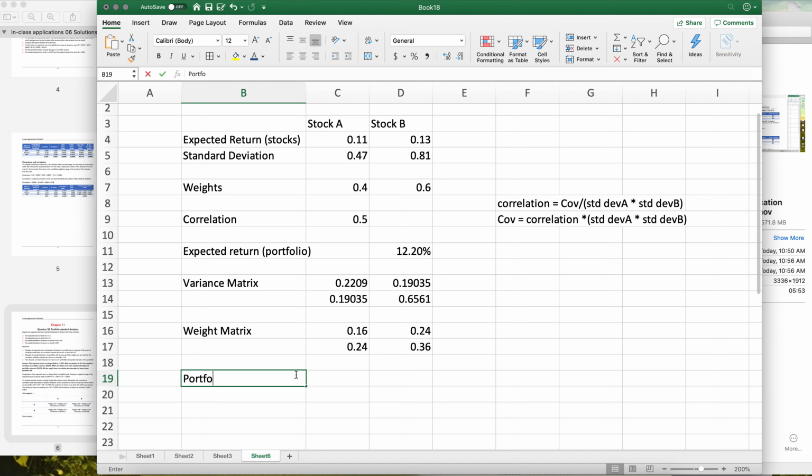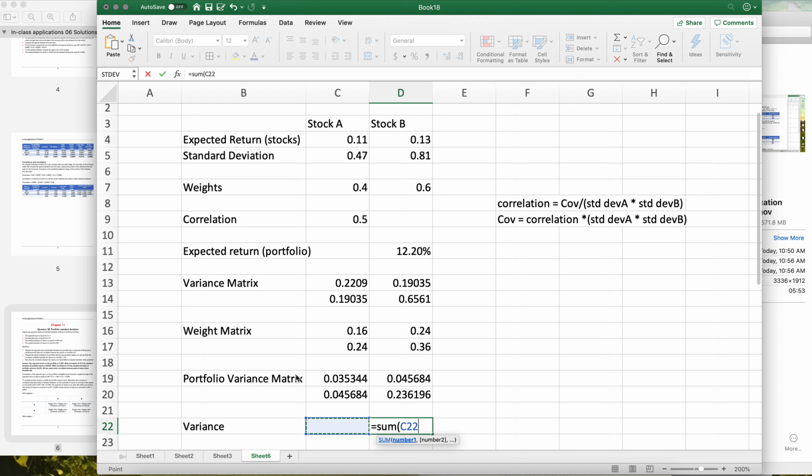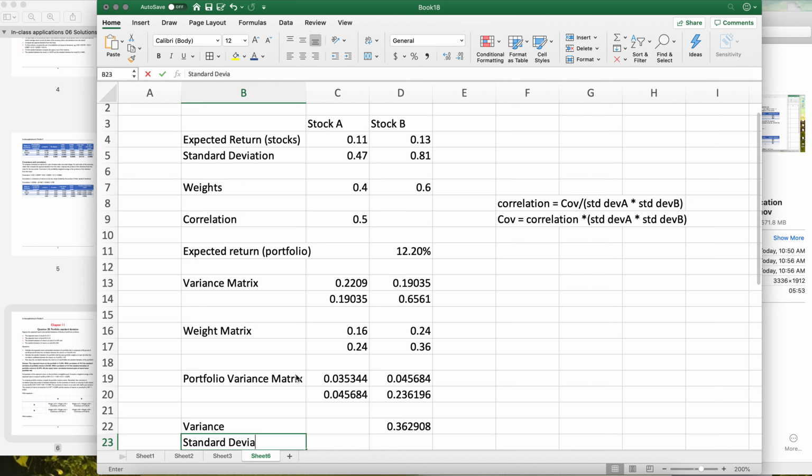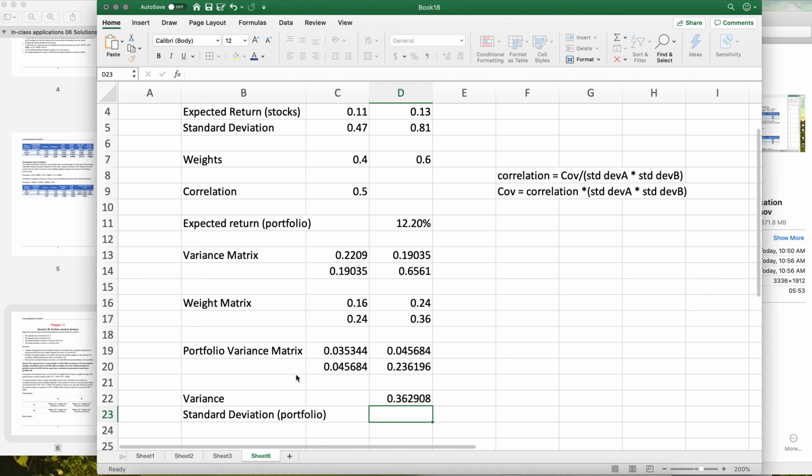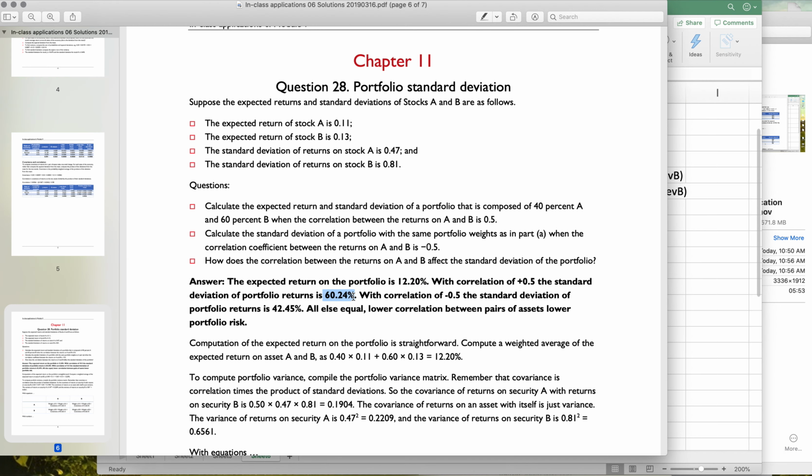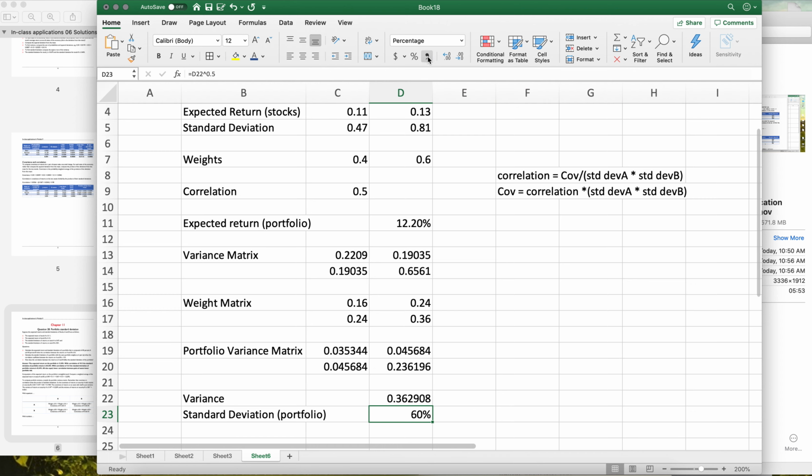And so the portfolio variance matrix is just going to be these matrices times each other. The last two steps are to get the variance, which is going to be the sum of all of these, and the standard deviation for the portfolio is 60%. And we see the solution here. Let me make that a percent so we can talk about it.